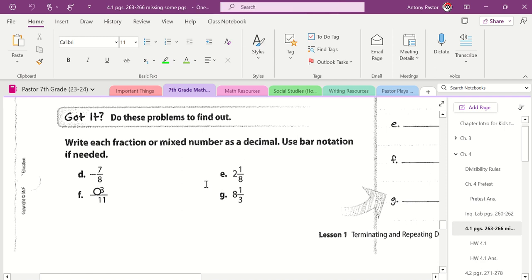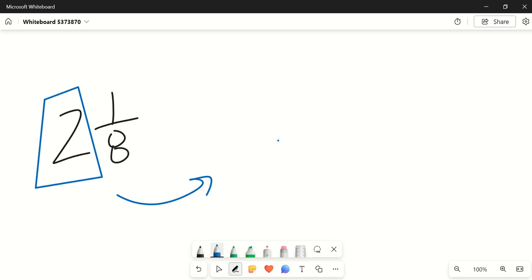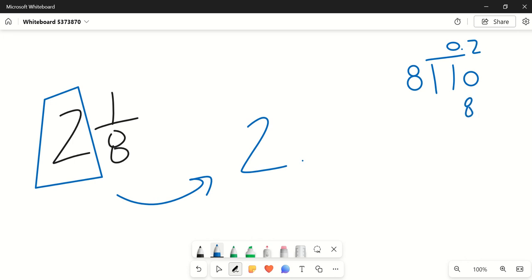All right, so 2 and 1/8. The 2 is going to be brought over, and the 1/8 is going to be the part that we are going to bring in as our decimal. That means 1 divided by 8. It's all these 8s, man. 8 cannot go into 1, annex a 0. 8 can go into 10 once. That will be 8, and that will be 2.